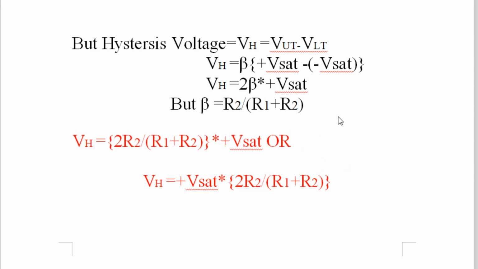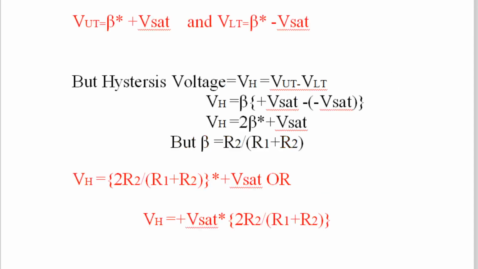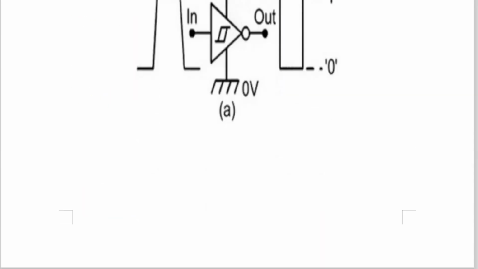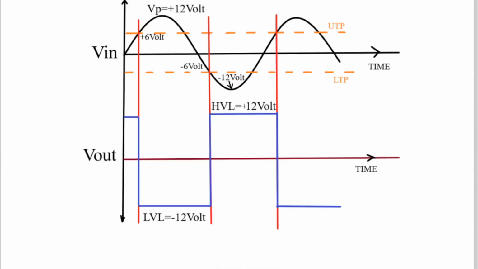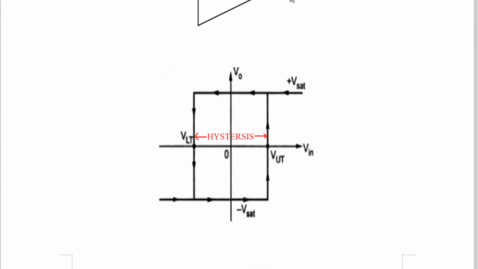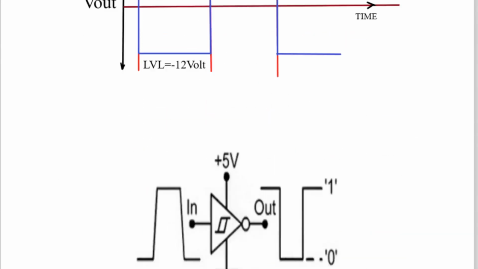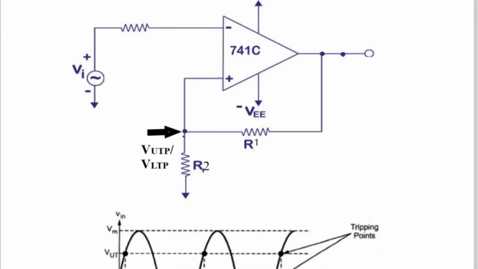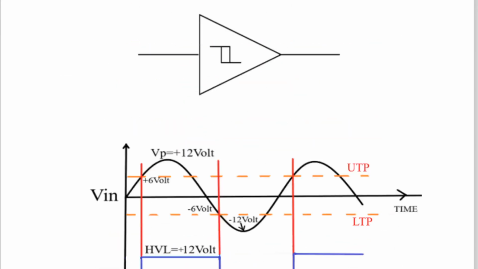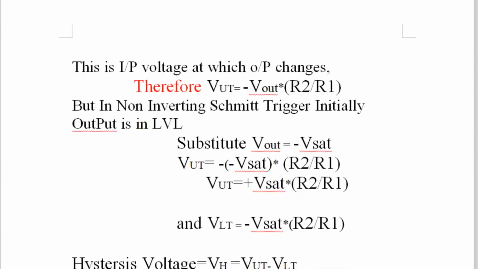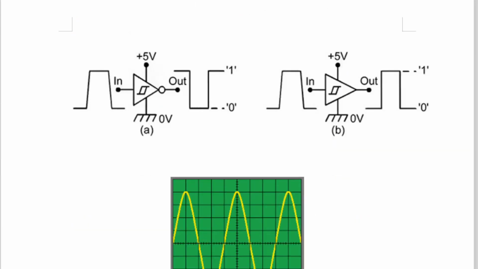Now in today's lecture, I conclude that the inverting Schmitt trigger is understood by you. Now, to observe this hysteresis voltage on the CRO, what care is to be taken, I will explain in short, and then in the next lecture we will proceed to the non-inverting Schmitt trigger. So let us go now for the observation.